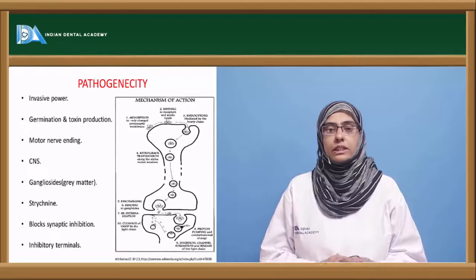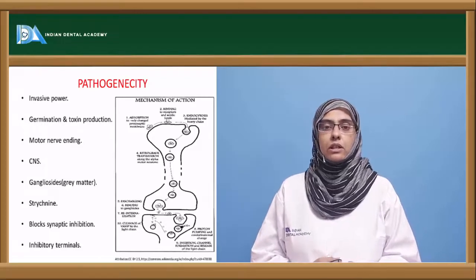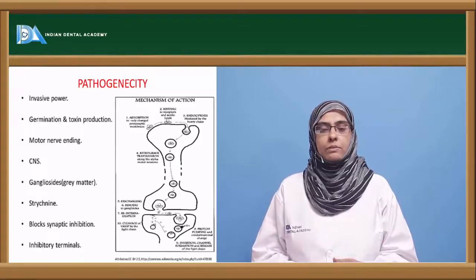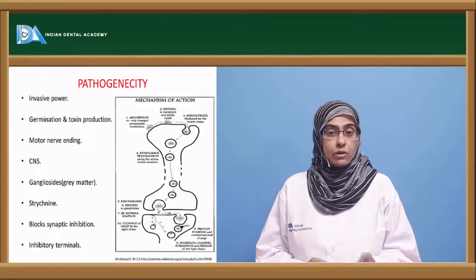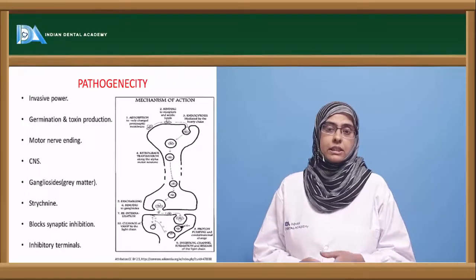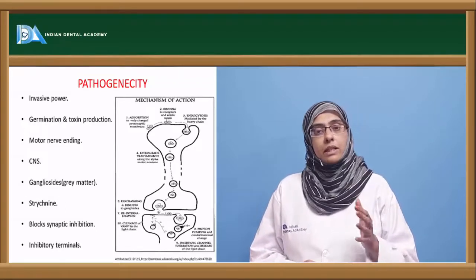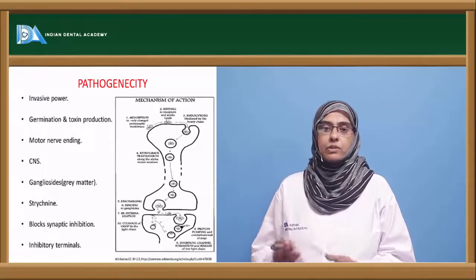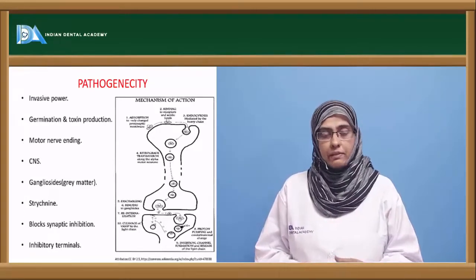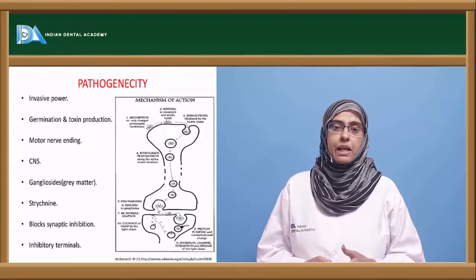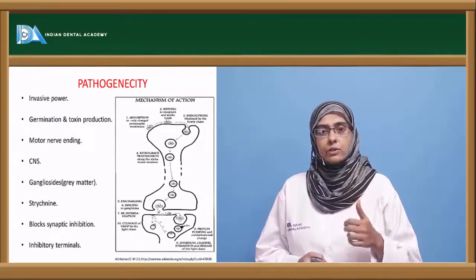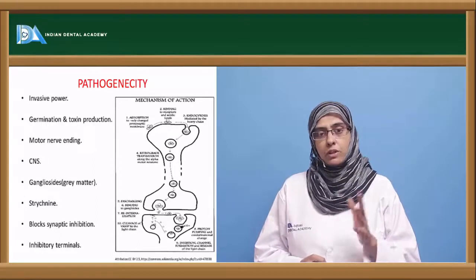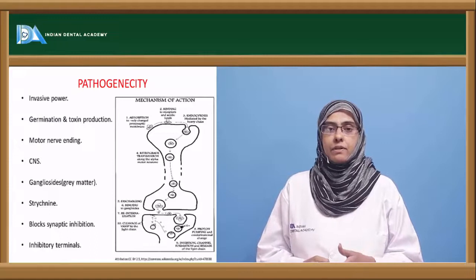Coming to the pathogenicity, that is, how tetanospasmin causes the disease tetanus. The organism has a very low invasive power. It is not the multiplication of the organism that causes the disease, but the toxin that brings about the pathogenesis. This can be understood when we introduce washed spores into an experimental animal: germination and toxin production are not seen unless there are favorable conditions.